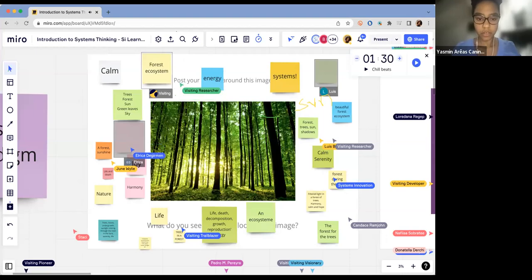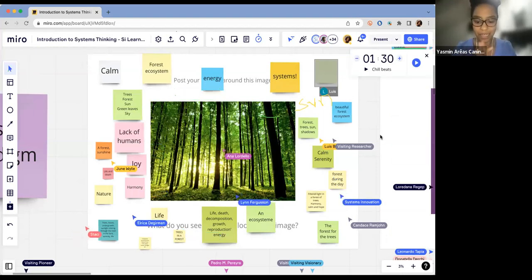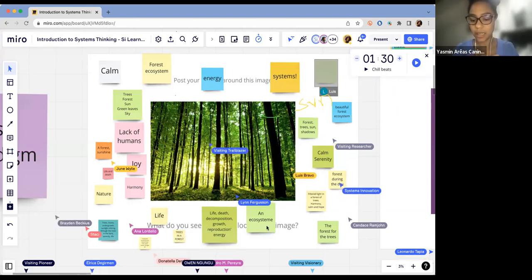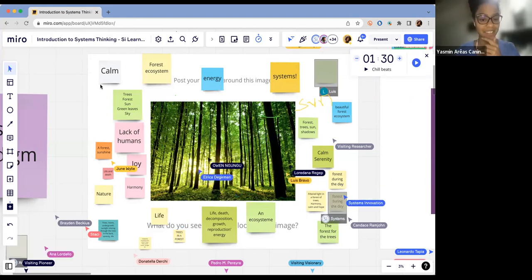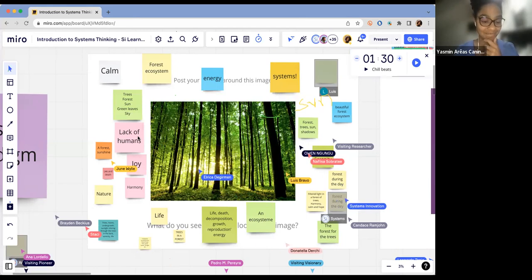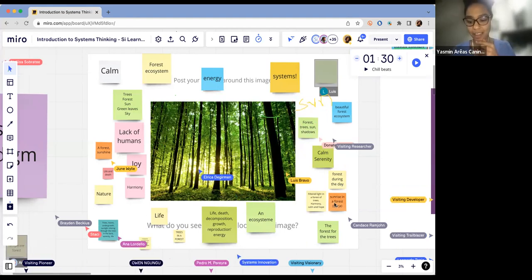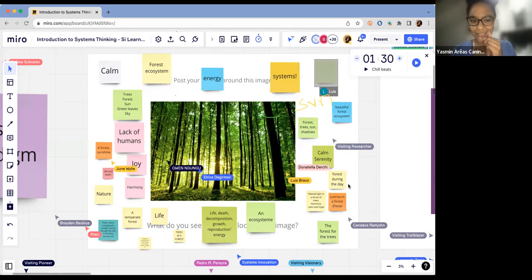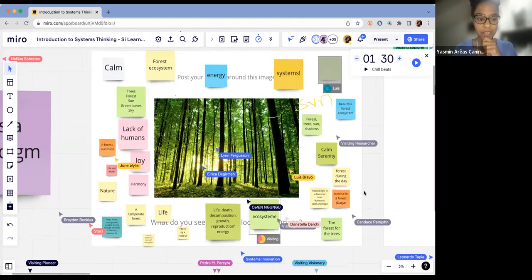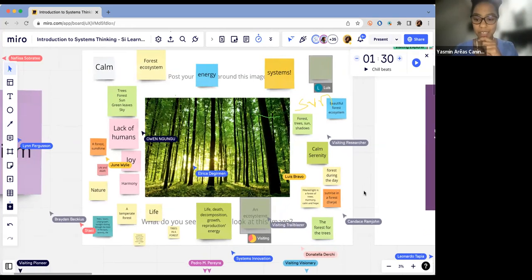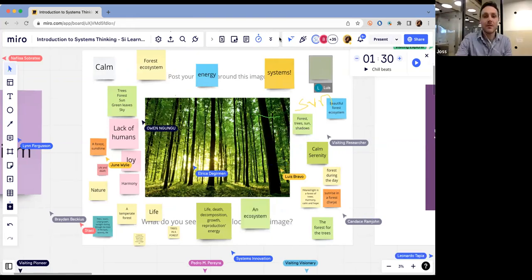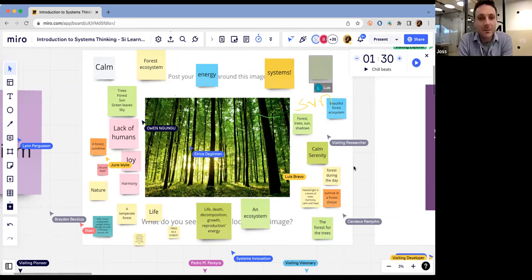Awesome. So let's see what we have here. We have an ecosystem, maybe an ecosystem, energy, calm, lack of humans. All right. A forest, sunshine, joy, harmony, nature, life, sunrise in a forest, systems, forestry, sun, shadows, calm serenity. So you can see a lot of things, right? Yes, that's speaking to one of the themes today about different perspectives, right? And how systems thinking helps us to see from and integrate different perspectives.